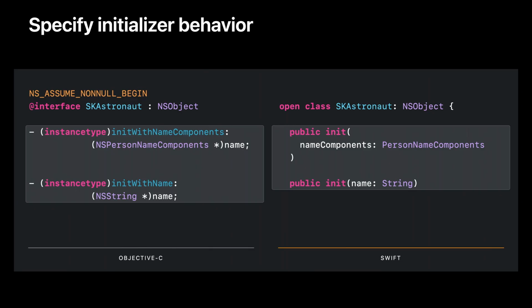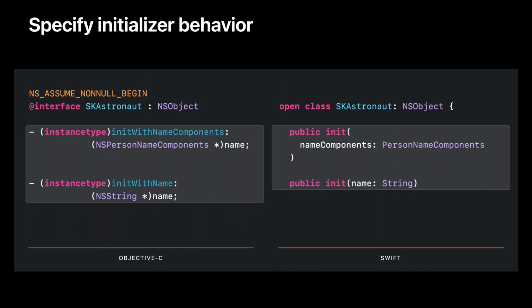Next, let's talk about some ways that you could get into trouble by not following Objective-C conventions correctly when Swift assumes that you will. When you look at the generated interface for SK Astronaut, you see something kind of funny. This class has two initializers. Both of them are passed a person's name, but in two slightly different forms. One takes person name components, a foundation type that has properties for things like given name and surname. The other takes a string labeled name.